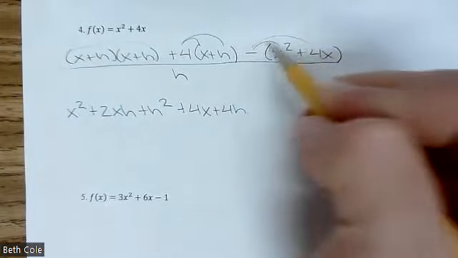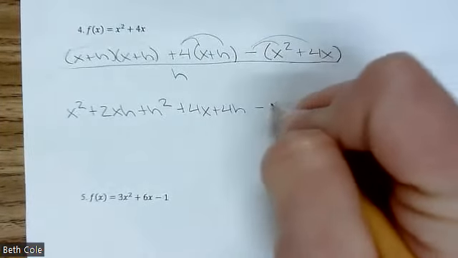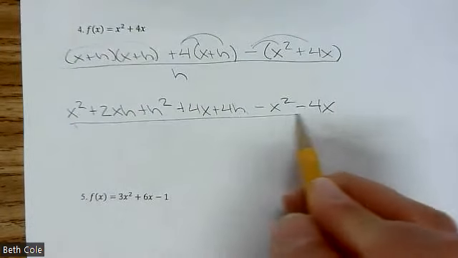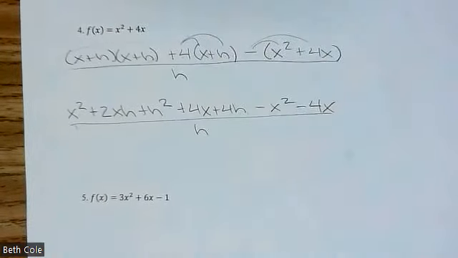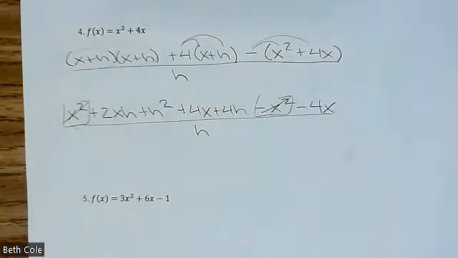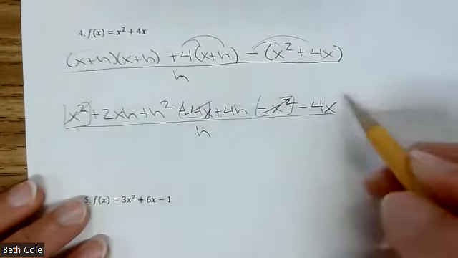And then distribute the negative. So these are going to negate. Minus x squared minus 4x all over h. At that step, if you have done your job correctly, a lot of stuff should go away. So what is going to go away? Right, x squareds are gone. 4x's are gone. That might be it.